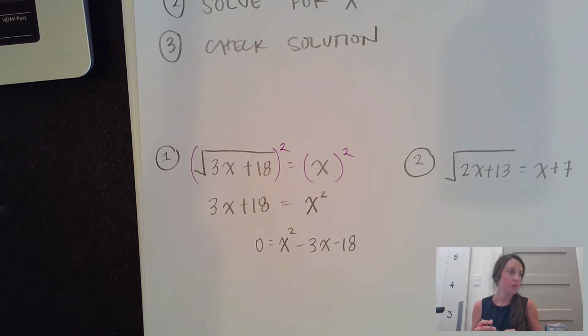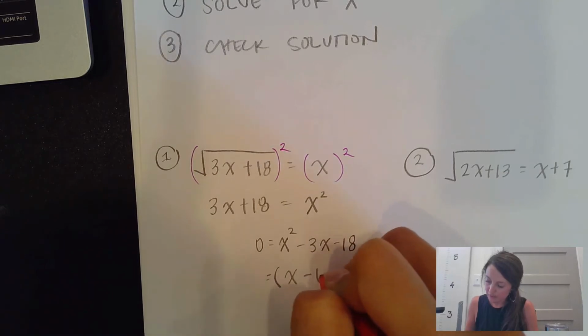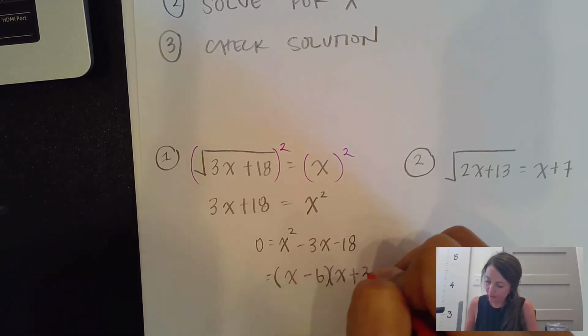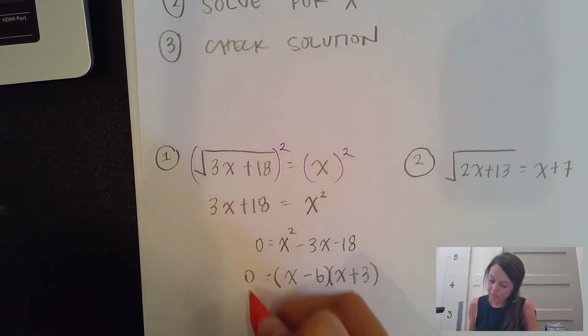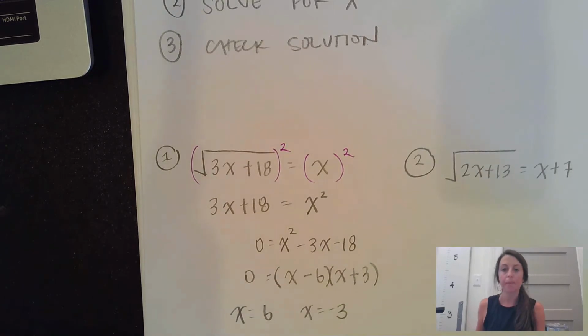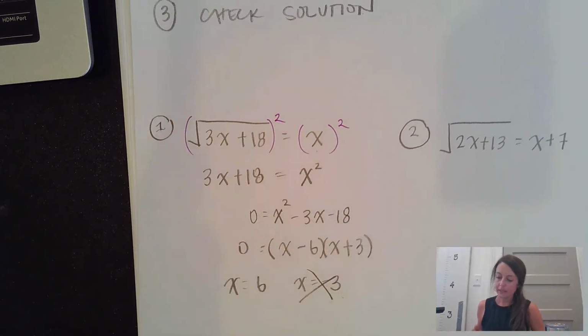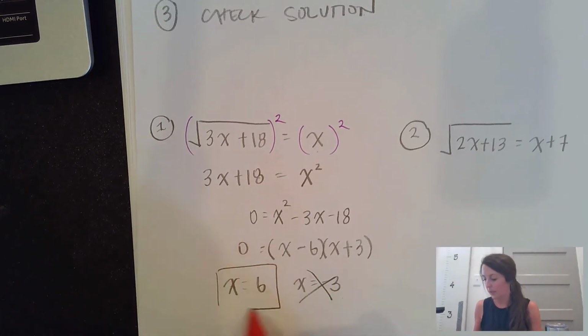Now to do this, we are going to factor. What multiplies together to give me negative 18 and adds together to give me negative 3? That'll be x minus 6 times x plus 3. So x will be equal to 6 and x will be equal to negative 3. Well, let's think about this. Can a radical be equal to a negative number here? So negative 3 will not be a solution. My only solution here will be positive 6.